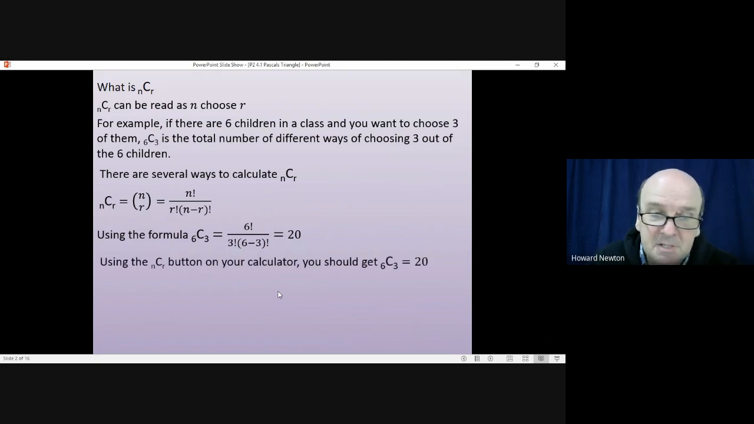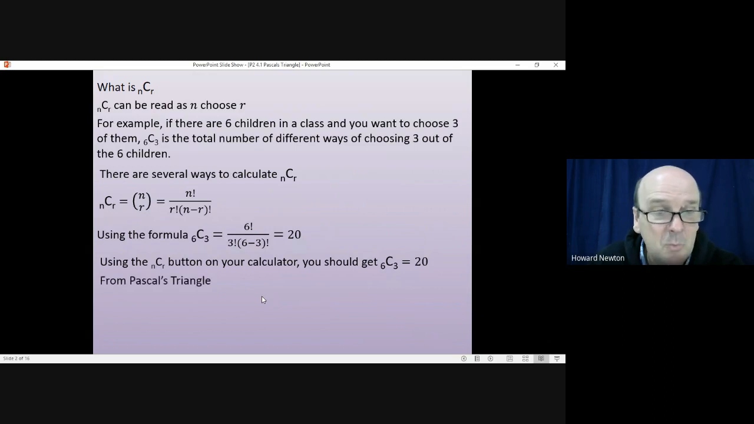Another way is just using the nCr button on your calculator, if you have one. And if you've got a calculator, then just quickly check that you can use it. It's normally hidden over on the right-hand side. And if you put in 6C3 with that button, again, you should get 6 choose 3 is equal to 20.